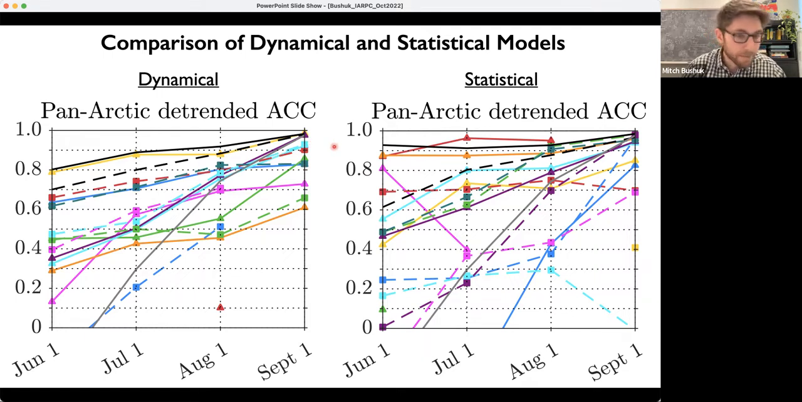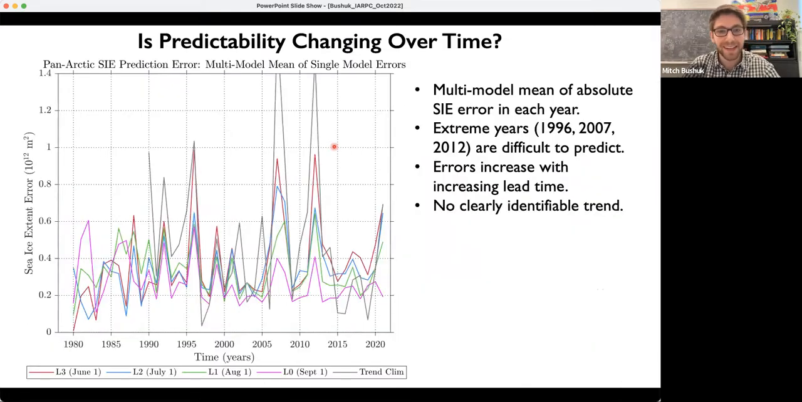Great. So I think my time is going by quickly here. Another question we've been really interested in is whether or not sea ice predictability has been changing over time. This plot gets at that question. What we're looking at here are mean absolute errors computed for each individual model, then taking a multi-model mean of those mean absolute errors, and plotting those as a function of time.